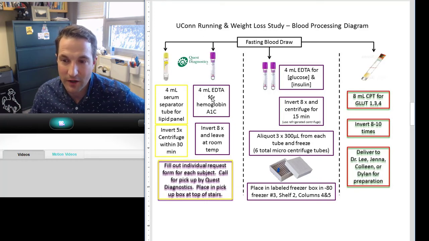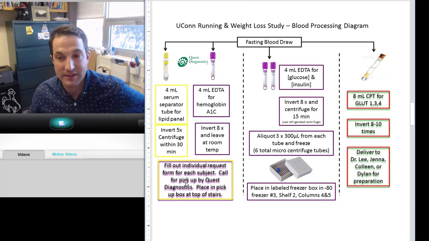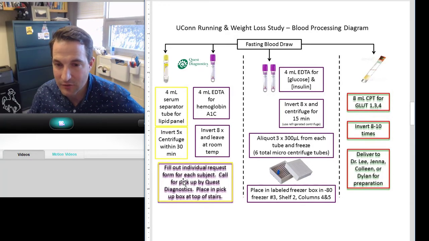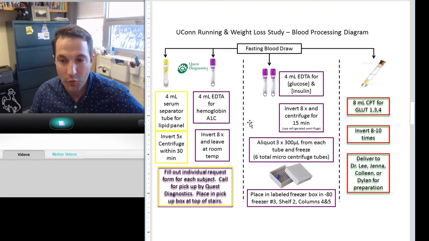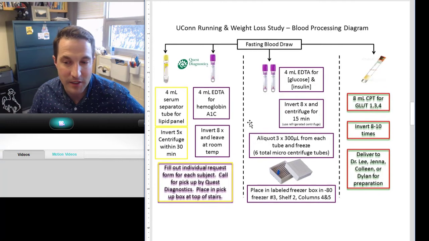So we have a 4 ml EDTA for hemoglobin A1C, and also our serum separator tube was used for our lipid panel. These we inverted either 5 or 8 times. One got left at room temp, and then this one had to be within 30 minutes. And you have a form that you fill out with those so that Quest Diagnostics could pick them up later in the day and do the analysis for us. So here's an example of a protocol schematic that is more similar to an SOP for what we're going to be doing. So an example of how we can do that.